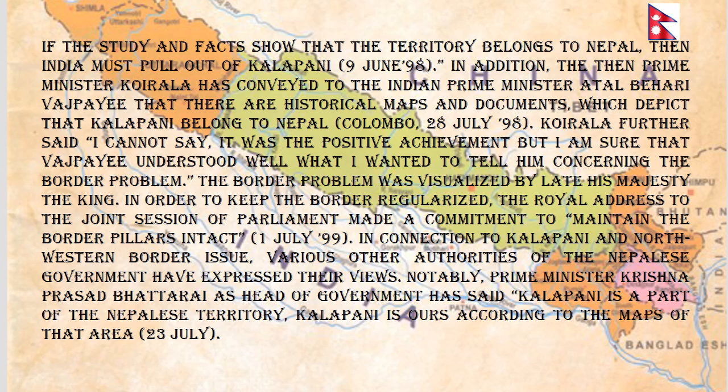The border problem was visualized by the late His Majesty the King. In order to keep the border regularized, the royal address to the joint session of Parliament made a commitment to maintain the border pillars intact, July 1, 1999. In connection to Kalapani and the northwestern border issue, various other authorities of the Nepalese government have expressed their views. Notably, Prime Minister Krishna Prasad Bhattarai, as head of government, has said Kalapani is a part of Nepalese territory. "Kalapani is ours according to the maps of that area," July 23.